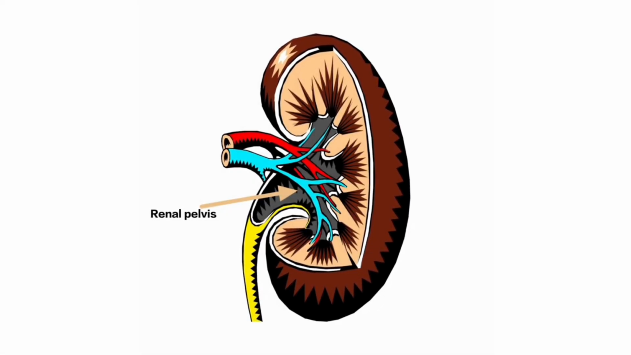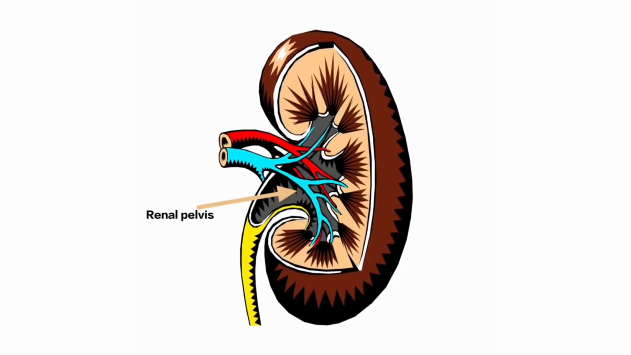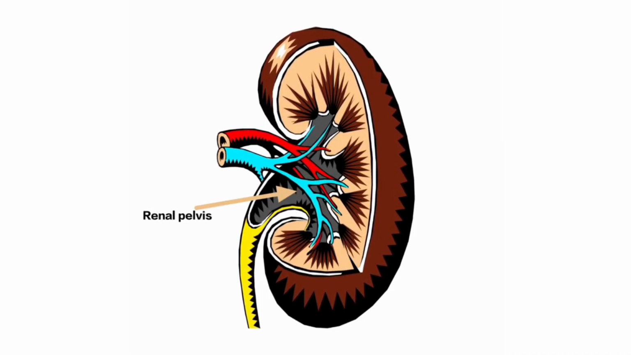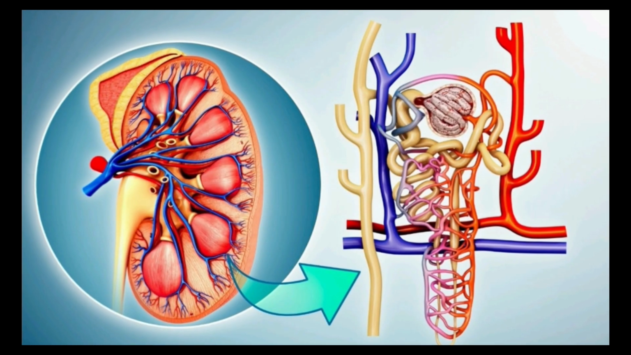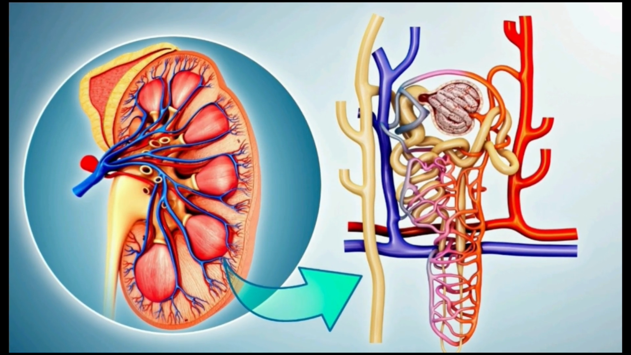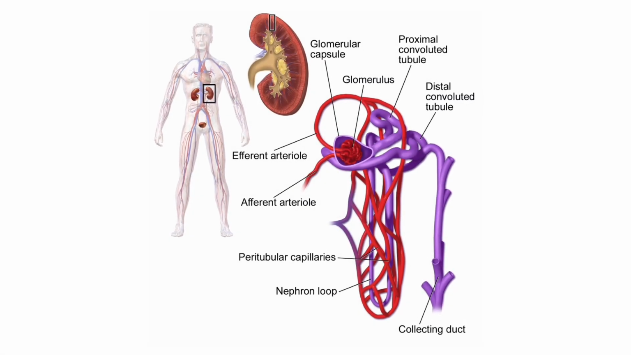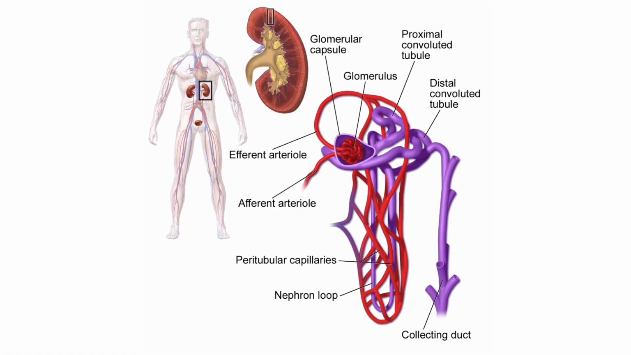Renal pelvis is the cavity which lies in the center of the kidney and which extends into the ureter. It collects the urine from all of the calyces in the kidney. Nephrons are the physiological units of the kidney. Each kidney has nearly 1 million nephrons.